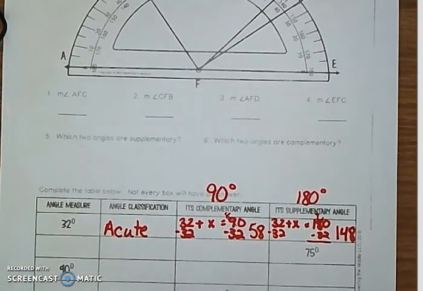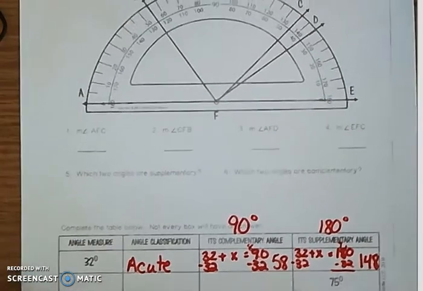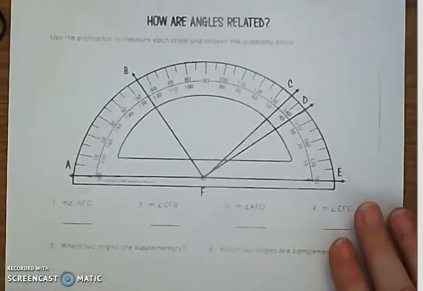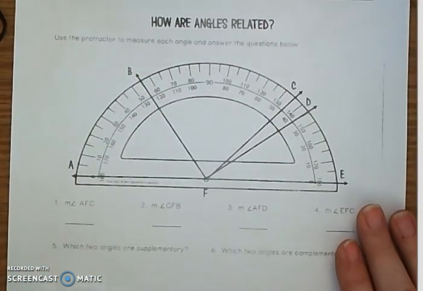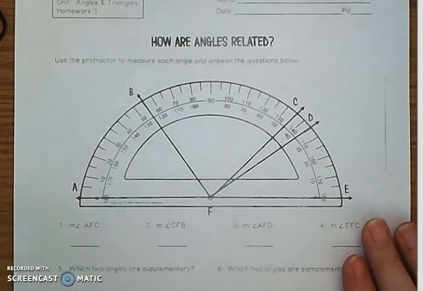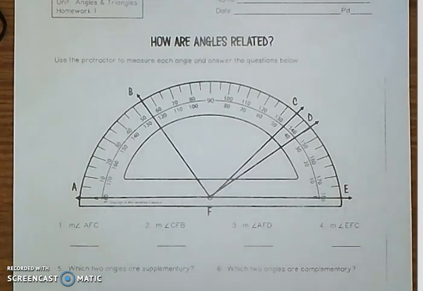All right. Since you watched all the notes and listened to the explanation on this homework, at the top of your page right here where it says how are angles related, draw a cloud around it and put little stars around the cloud. Okay, thanks.